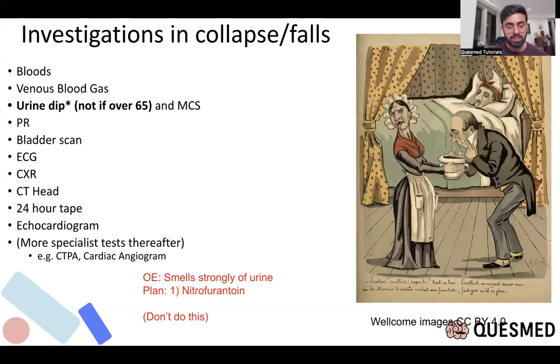And when you do become doctors, please do not put "smell strongly of urine, plan nitro", please.